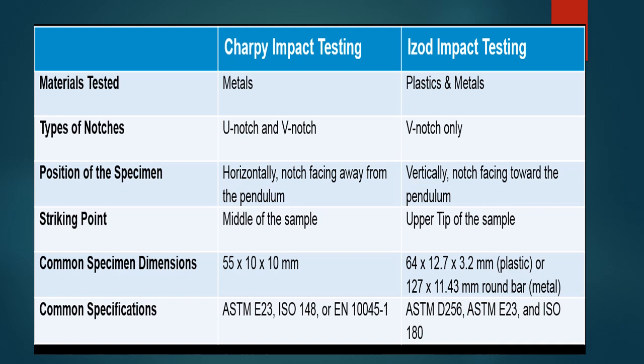There are two types of impact testing machine. One is the Charpy impact testing machine and another is the Izod impact testing machine. The types of notches used are U notch and V notch in Charpy impact testing, and in the case of Izod impact testing only V notch is used. The specimen is always kept horizontal in Charpy impact testing, whereas in Izod impact testing the specimen is kept vertical. The striking point is in the middle of the sample for Charpy, and for Izod the striking point is at the upper tip of the sample.